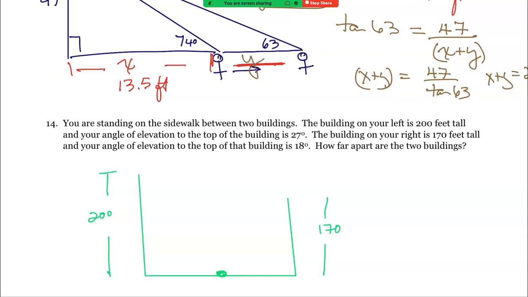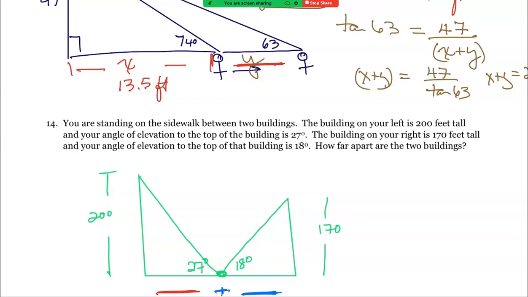When I look at the building on my right, my angle of elevation is 18 degrees. When I look at the building on my left, my angle of elevation is 27 degrees. How far apart are the two buildings? So I think you need to figure out this distance right here, and then you need to figure out this distance right here and add them together.